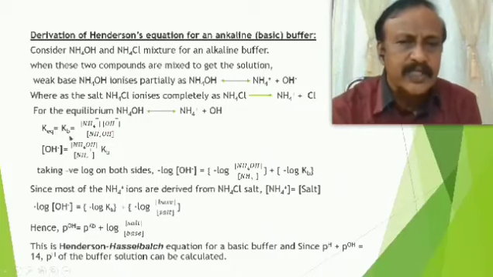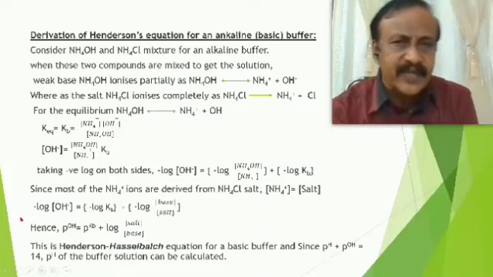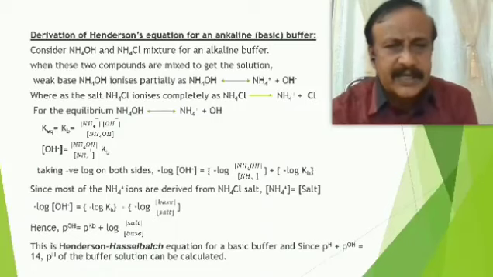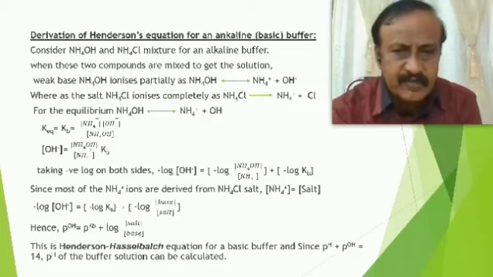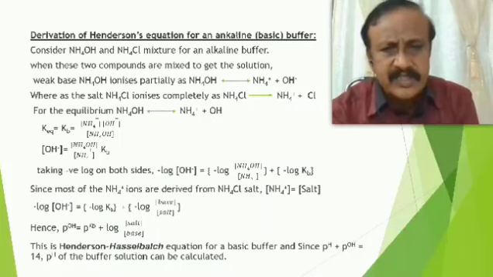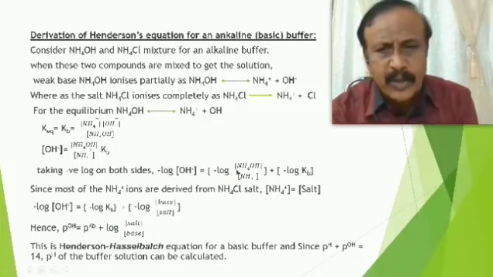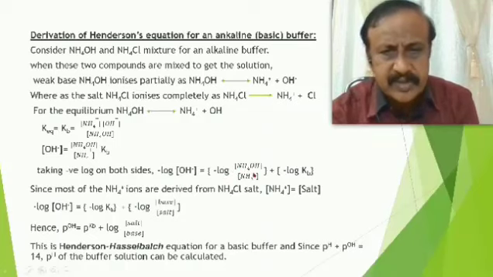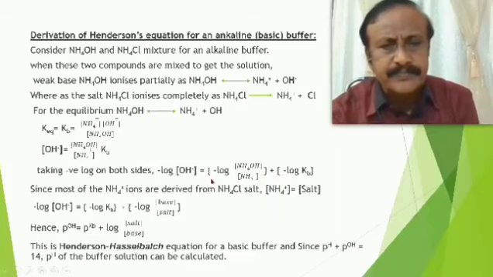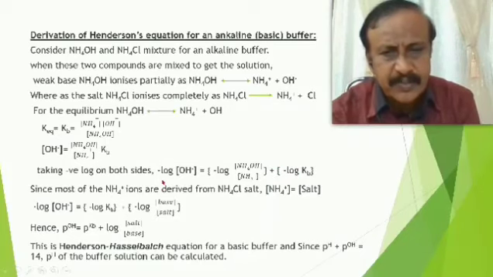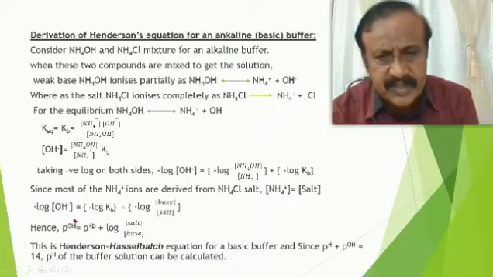So rearranging it for OH minus, you can observe all these things here. The procedure is the same as we derived for the acidic buffer, taking negative log on both sides. Minus log of OH minus is equal to minus log of ammonium hydroxide by ammonium ions, here NH4 plus in square bracket, plus minus log of Kb. Since minus log of OH minus is pOH, minus log of Kb is pKb.